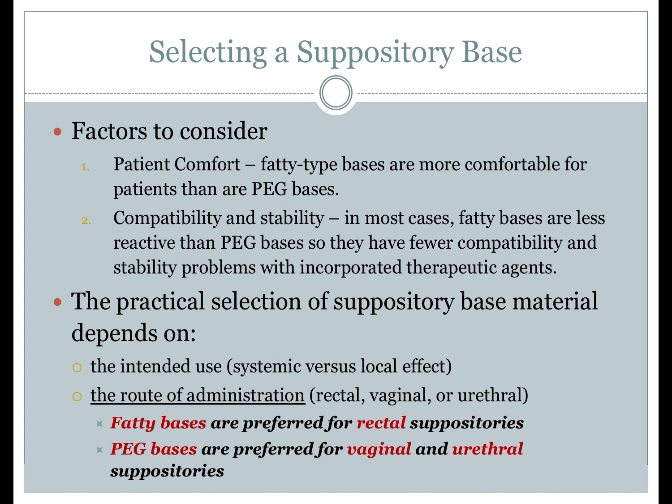Typically, Fattibase would be chosen over cocoa butter from a practical standpoint, unless there was some compelling reason to do otherwise. On the other hand, Polybase is preferred for vaginal and urethral suppositories. This is because the vagina and urethra do not have sphincter muscles to prevent leakage, which means that oily material from melted cocoa butter or Fattibase could leak out, which is very undesirable. Moreover, there is generally enough water present to facilitate Polybase dissolution, and from a practical standpoint, Polybase suppositories are quick and easy to prepare.